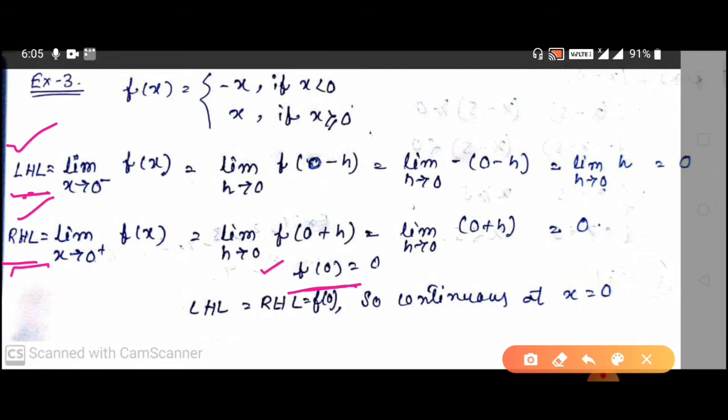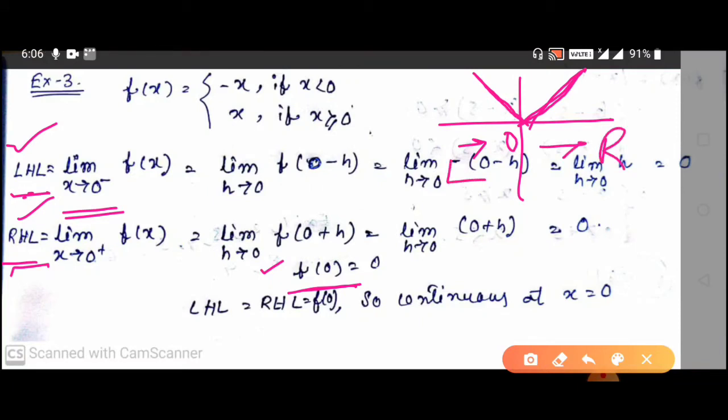So for that, left hand limit means what? For left hand limit, you have to write limit x tends to 0 negative. 0 negative means what? Whenever you draw the graph of mod x, the graph will be like this. You all know the graph of mod x. So 0 is in the middle. Left hand limit means the left side of the 0, and right hand limit, 0 positive, means the right side of the 0. Right side, and this is left side.